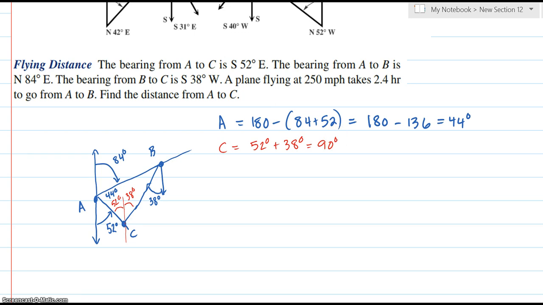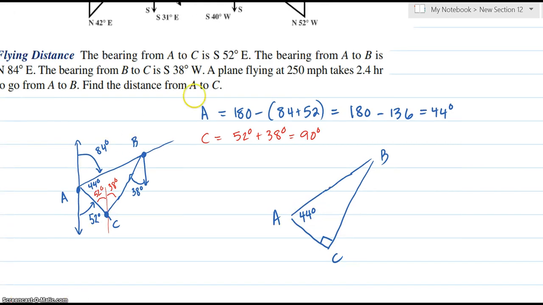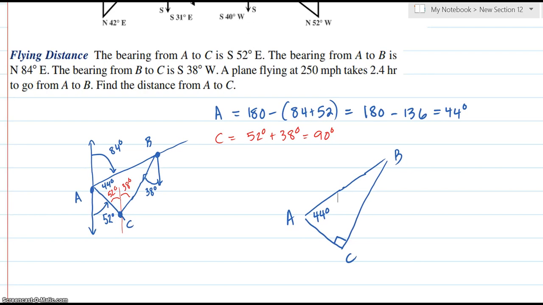Okay, let's stop there and maybe redraw this. So I so far found that this is a 90 degree, so I'll just put that there, and I found that A was 44 degrees. Okay, let's read on. A plane flying at 250 miles per hour takes 2.4 hours to go from A to B. Find the distance from A to C. So this is the distance we want to find. And AB, they've given us.